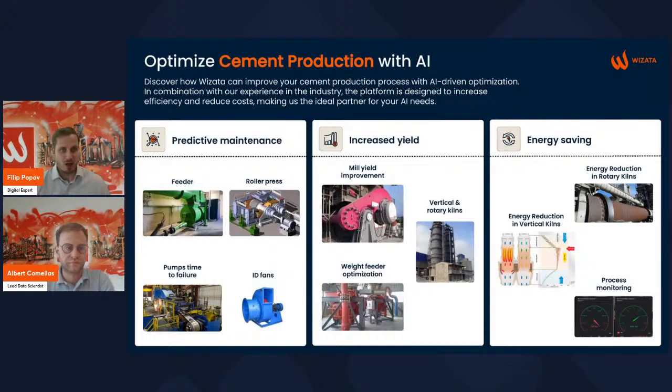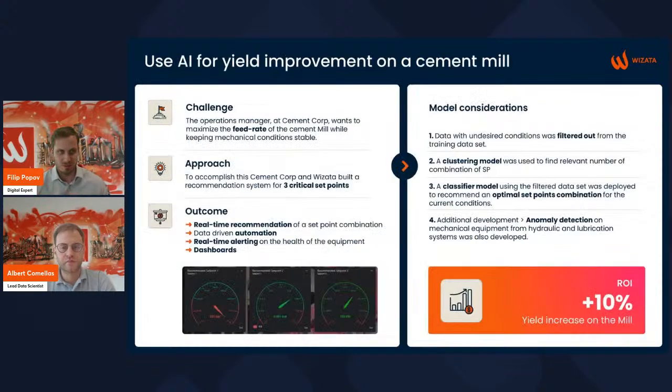Since we can't cover all of the cases in this webinar, we'll focus on a specific case study of using AI to improve yield on a horizontal mill. So using AI to improve yield on a horizontal mill will be the one that we will deep dive into today. So let me paint you a picture. We had a challenge where an operations manager wanted to maximize the feed rate, while keeping mechanical conditions stable.